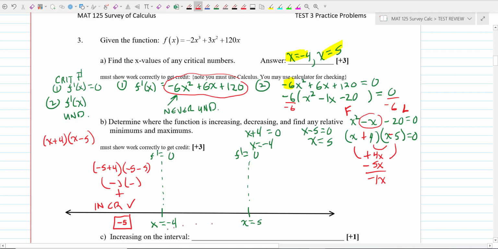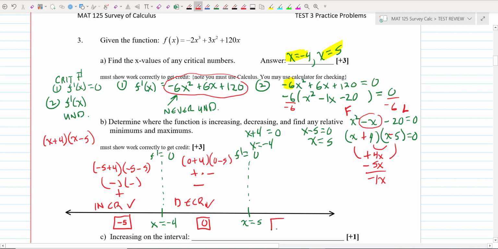Okay, pick a test point between -4 and 5. Let's go with 0. Plug into the factored form of that derivative. We're going to have 0 plus 4 times 0 minus 5. So that's a positive times a negative, which is a negative. That means the function is decreasing on that interval.